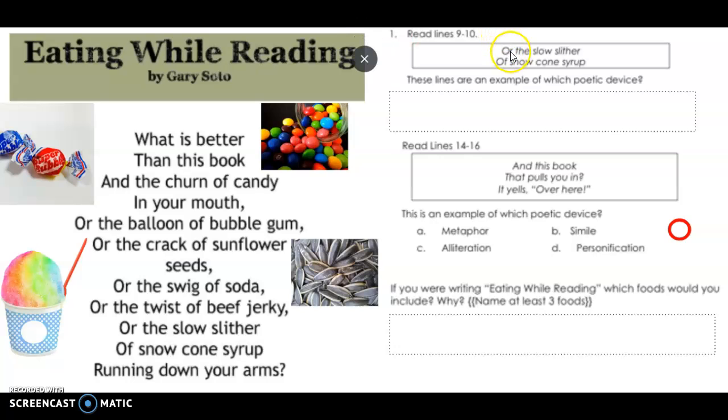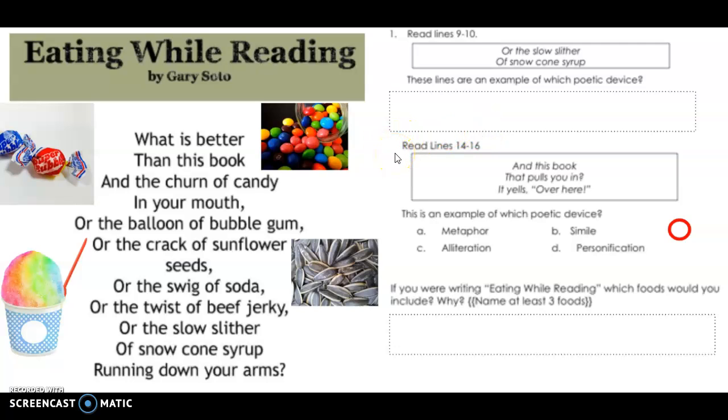I see here we have two words that start with the letter S, and then we also have 2 other S words here. So that is alliteration. And then we also have personification, because snow cone syrup slithering is a quality. Slithering is a quality of something that is alive. And we know the snow cones are not alive.